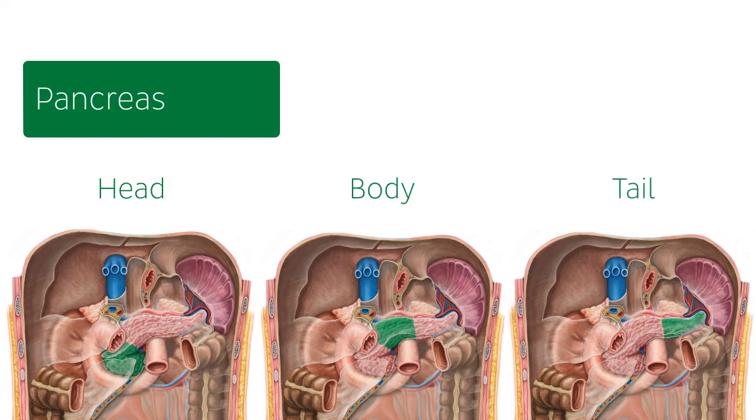Functioning as an exocrine gland, the pancreas secretes enzymes into the duodenum in order to break down proteins, lipids, carbohydrates, and nucleic acids during digestion. However, functioning as an endocrine gland, the pancreas secretes the hormones insulin and glucagon into the blood in order to control blood sugar levels throughout the day.